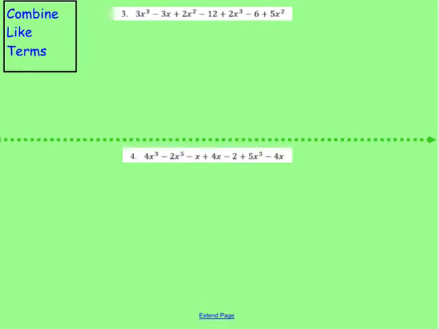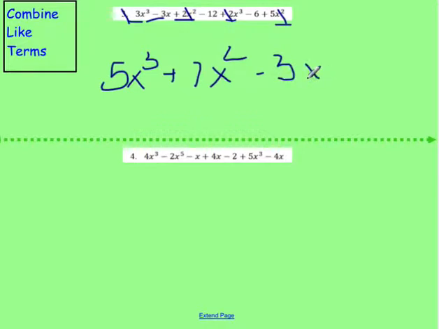Alright, let's take a look at a couple more of these. So we have 3x cubed plus 2x cubed, add the coefficients, keep the exponent the same. Then we have 2x squared plus 5x squared, add the coefficients, keep the exponent the same. There's my x. Okay, then next I just have that minus 3x by itself. Again, I want my exponents going in descending order. And last but not least, I have negative 12 minus 6, which is going to give me a negative 18.